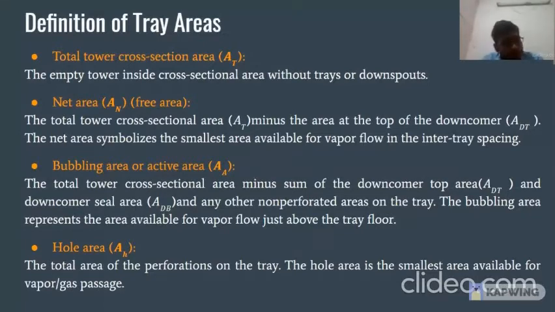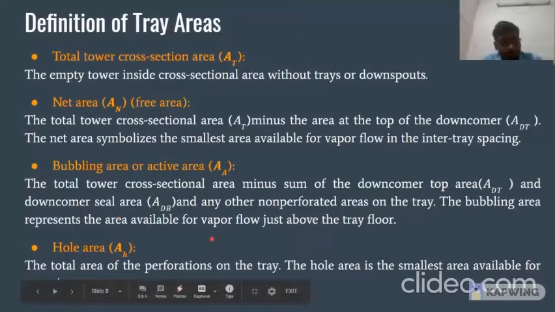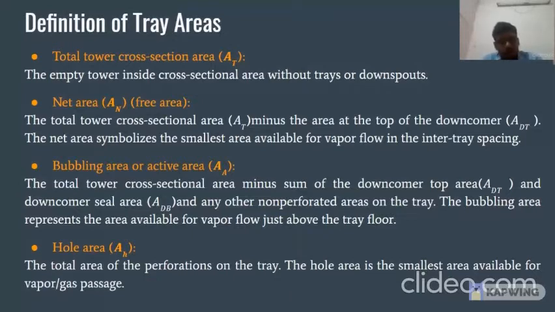Another one is bubbling area, which is also called active area. What is bubbling area? It represents the area we have for vapor flow just above the tray floor. The last one is hole area. By the name itself, it suggests the area of all the perforations used on the tray. So that is basically the hole area.